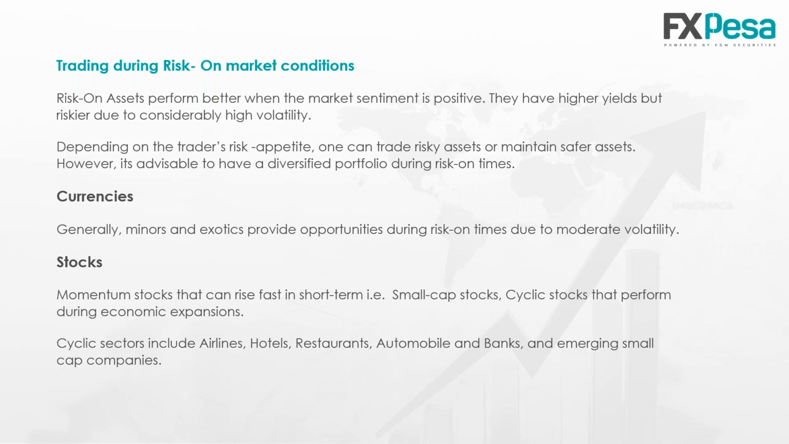On the stocks, check out the momentum stocks. These are stocks that can rise very fast in the short term, and these are small capitalized stocks, cyclic stocks that perform during economic expansions. If you check out our platform, you'll find so many small capitalized stocks being added, like Jumia, Chewy. There are so many stocks you can find out there, and many of them are being added every now and then. Then cyclic sectors, you're talking about airlines, okay?